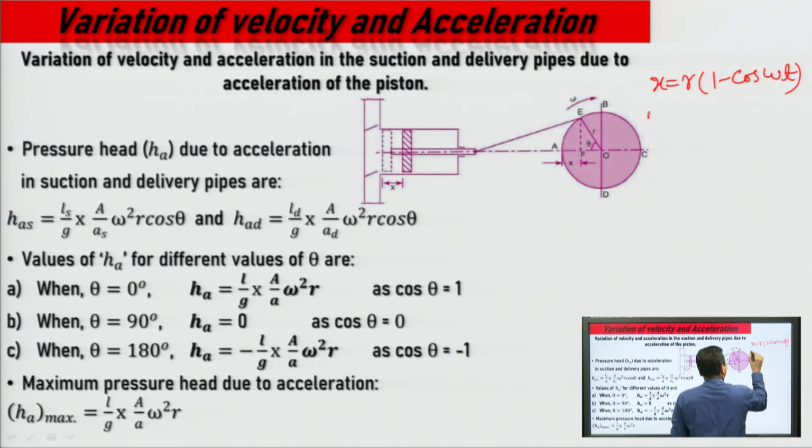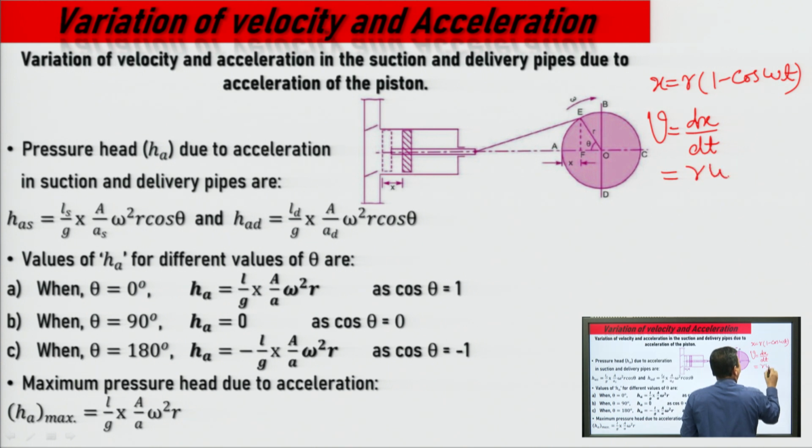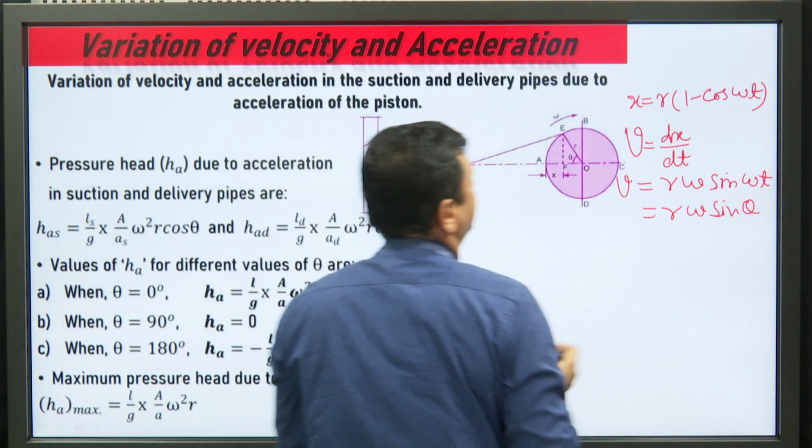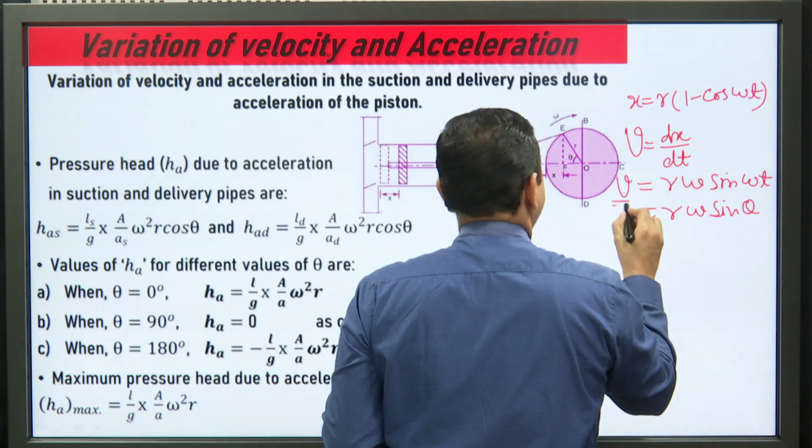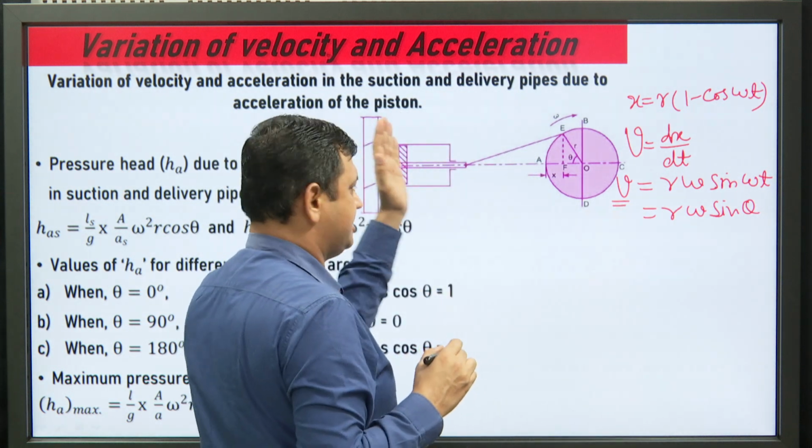Then what about the velocity of the piston, capital V? Velocity equals dx upon dt. Differentiating, cos becomes minus sin, so this becomes r omega sin omega t, which means r omega sin theta. This is the velocity of the piston, or the velocity of the liquid flowing.